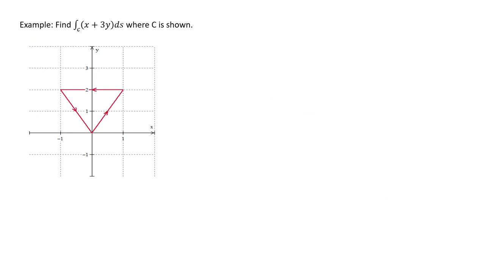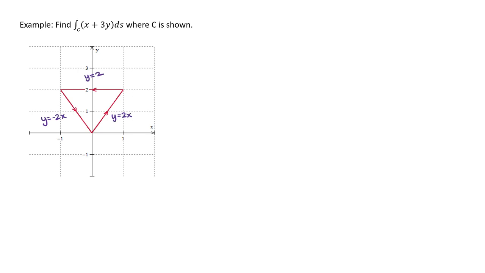So here's another example. Let's see if we can find the integral of x plus 3y ds for the curve that's shown in the image. So this time, they're not telling us what this path is. We have to come up with equations for this path. And so this path has 3 pieces to it. And so we're going to have to come up with 3 separate sets of parametric equations.